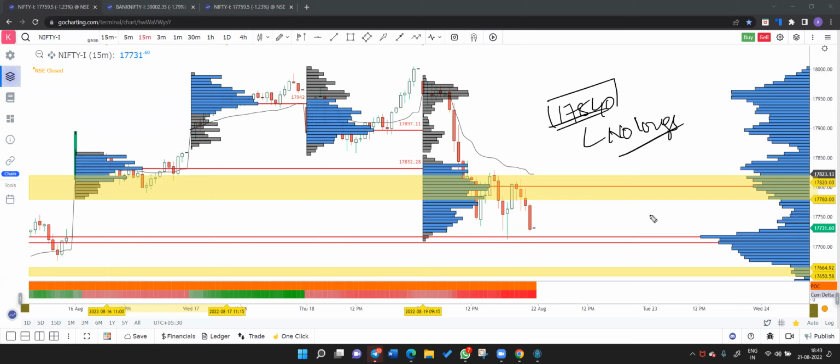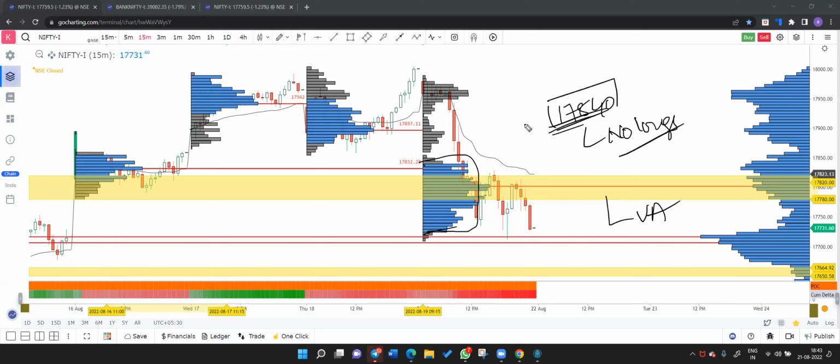If we have a look, this is the volume analytics zone, and this is a simple session profile. If you look at the simple session profile, you can see that the value is built at the far end of the move, that is, at the closing of the move. You can see value has been built, and for us to go up now, this area has to be taken out, 17,840.